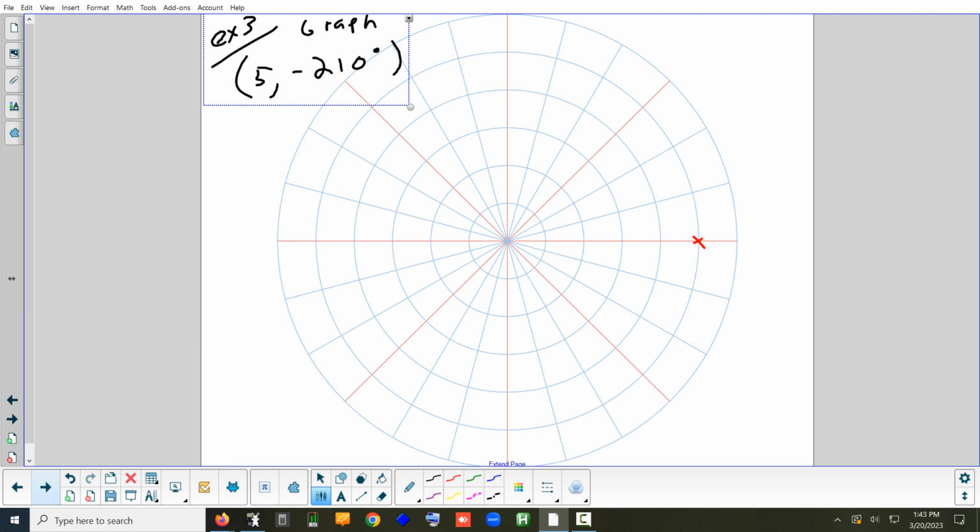Ryan, how many degrees am I going to rotate? 210. I'm going to rotate 210, but I need to go clockwise. So if I go all the way to here, how far have I gone? 180. How much more do I have to go to get to 210? 30. That's 2 sections on the circle. So you go right 5, and then you rotate 210 degrees clockwise. And that's how you graph (5, negative 210). Any question on that?